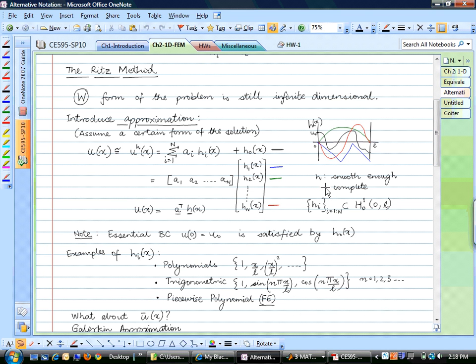A couple of things that we have to restrict on all these functions: this function h should be smooth enough. What that means is that its derivative has to be square integrable. And if it is complete, that means that if you choose enough of these functions, then your final solution will approach the exact solution.